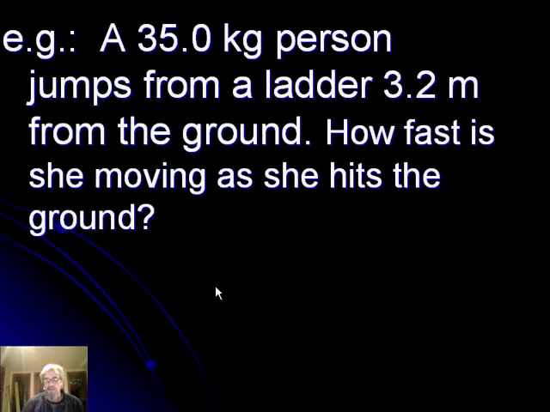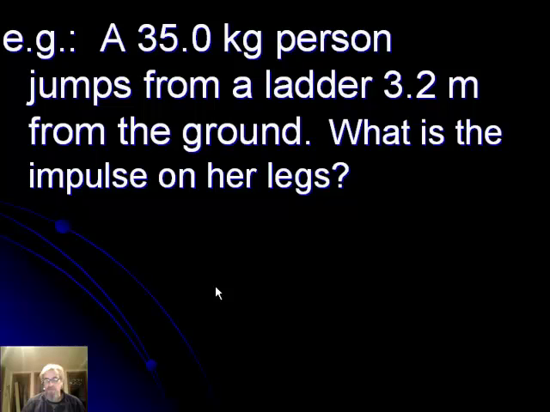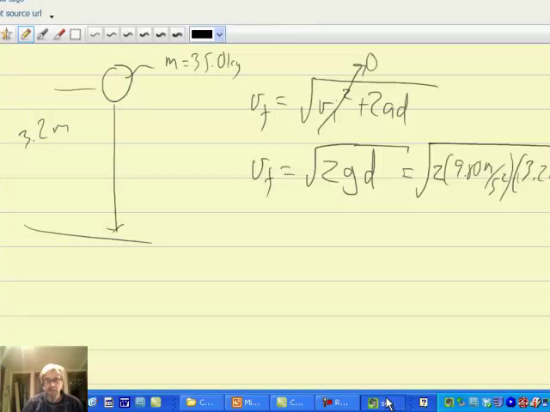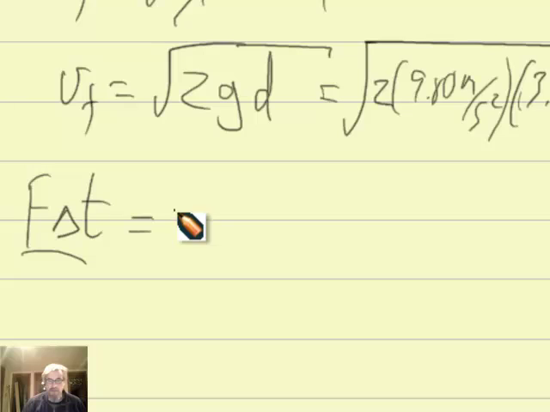Well, here's our next question being asked here. Same person jumping from the ladder, and now the question is, what is the impulse on her legs? Well, impulse is F delta t. That's what we're trying to find. But F delta t is defined as delta mv. Now, this is not a situation where mass is going to change. This person's mass isn't going to change as they hit the ground, unless something breaks off of them. We're going to assume that's not going to happen. So F delta t is going to be m delta v.